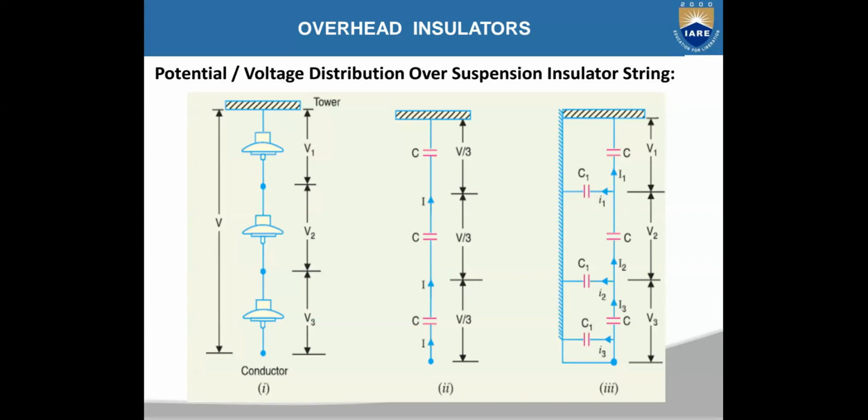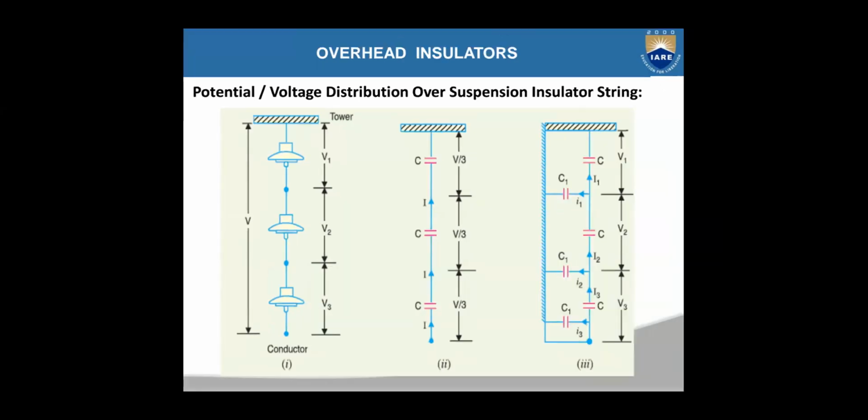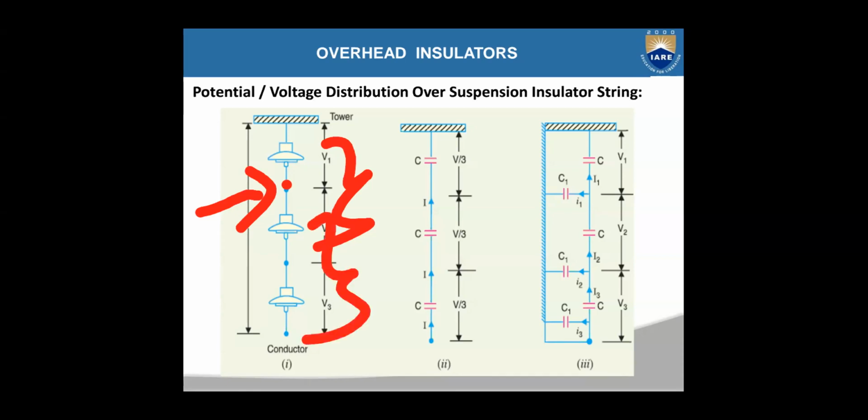So here you have 3 discs connected in series: disc 1, disc 2, and disc 3. So it will form a string of insulators, or suspension type string of insulator. Now each 2 discs are connected with one metal link, which is represented with a dot. So here also in the second case, the second and third are connected with one metal link, which is represented with a dot.